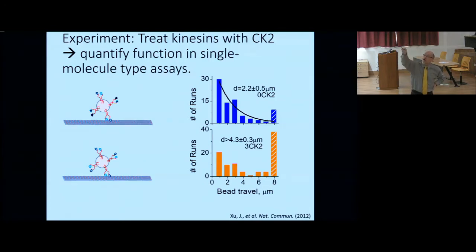And what we saw when we did exactly the same experiment with kinesin that was treated with CK2 was that the travel distance was at least double. There's this bar here at 8 microns. It's not that they went 8 microns and fell off, it's that they moved out of the field of view and we stopped watching them. So this 4.3 microns is an underestimate of the travel. And this all was published in this Nature Communications paper in 2012.